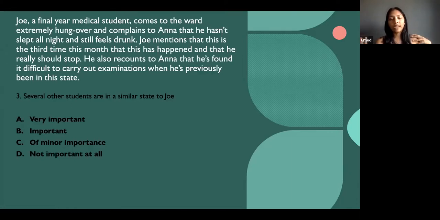So although it's slightly important to think about the fact that the other students might also be in a similar state to Joe, in this situation Anna is specifically focusing on Joe rather than the others. So I would say it's of minor importance rather than not important at all, because those students could go and speak to patients or take blood from patients, and they may make mistakes because they're not thinking properly and not concentrating. But I wouldn't say it's not important at all, because they still pose a slight danger to the safety of patients. So I would go with C as opposed to D.